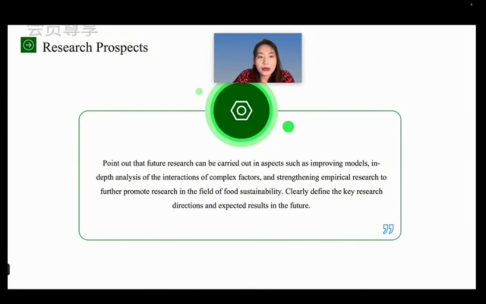Okay. Research prospects. Looking to the future. Future research should center on improving models. We need to make them better at showing how complex the real world is. Also, we should deeply analyze how complex factors interact and do more research. This will help us understand food sustainability better and find practical ways to make the future more sustainable.